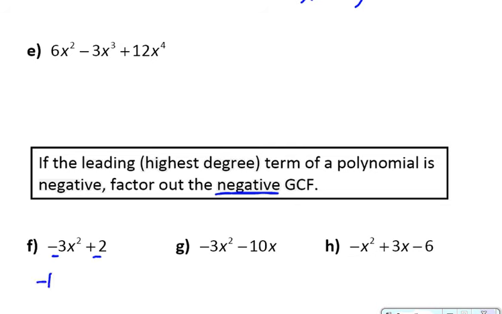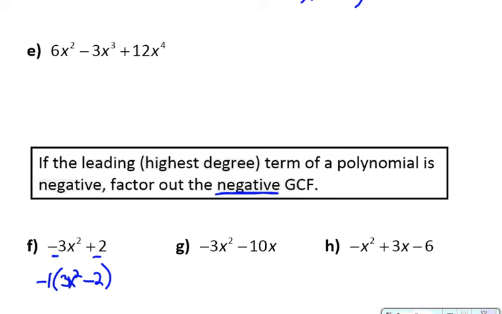So I'm just simply going to factor out a negative 1, and that's going to leave me with 3. So negative 3 divided by negative 1 is positive 3x squared, and positive 2 divided by negative 1 is negative 2. So factoring out the negative changes both of those signs, but I want to leave that there. So my sum is now written as a product.